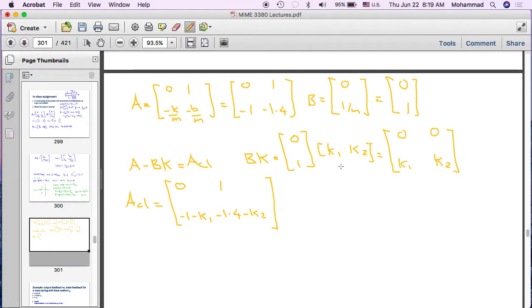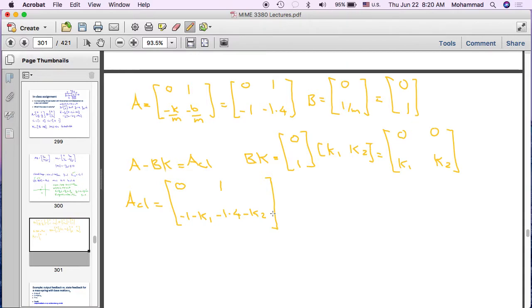If you multiply B by K, you get this 2 by 2 matrix which has 0, 0 on the first row, K1, K2 on the second row. Now if you subtract BK from A, which we have up here, you get 0, 1, minus 1 minus K1, minus 1.5 minus K2. So that's our A minus BK, which is A of closed loop. We know where we want the eigenvalues of this matrix to be located. That's given to us as part of the specifications for the problem. So the next step is to find the eigenvalues of a closed loop and set them equal to the eigenvalues that we want the matrix to have.